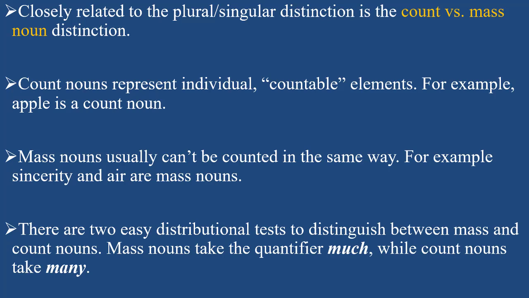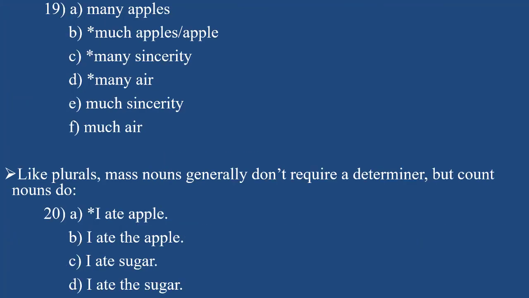There are two easy distributional tests to distinguish between mass and countable nouns. Mass nouns take the quantifier much, while countable nouns take many. So we say many apples. We don't say much apples or much apple. Many sincerity, no. We say much sincerity. Many air, no. So countable nouns take many, uncountable nouns take much. These are the quantifiers that go with these two categories of nouns.